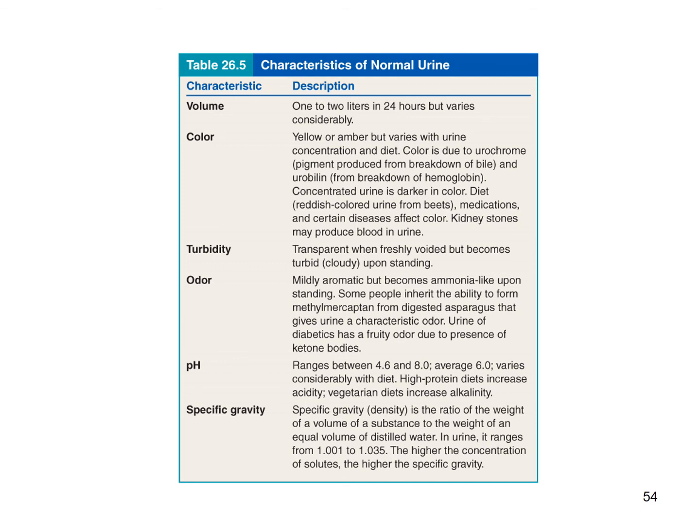So the color of urine normally is going to be yellow or amber, but this varies with the concentration of the urine, and it also varies with the diet. The yellow color is usually due to urochrome, which is a pigment produced from the breakdown of bile, and urobilin from breakdown of hemoglobin. The more concentrated the urine is, the darker it is. There can be some things that you can get in the diet. Reddish colored urine can come from beets. Medications can affect it. Let's see, vitamin B can turn it this really bright yellow. And again, some pigments can pass straight on through.